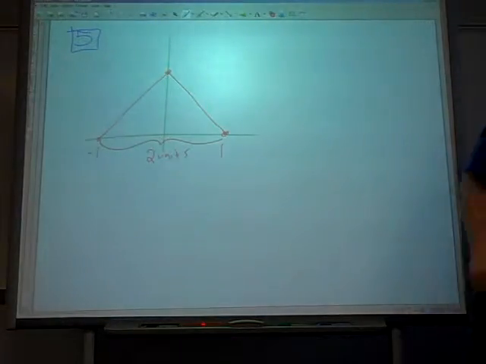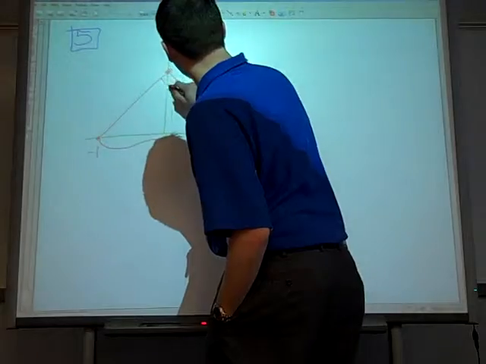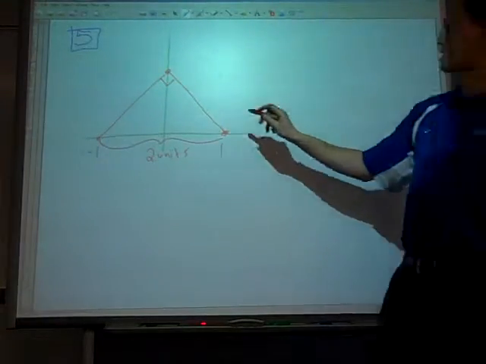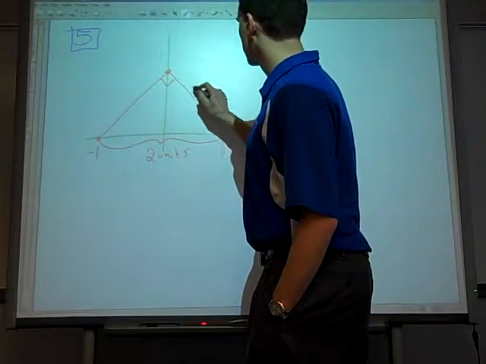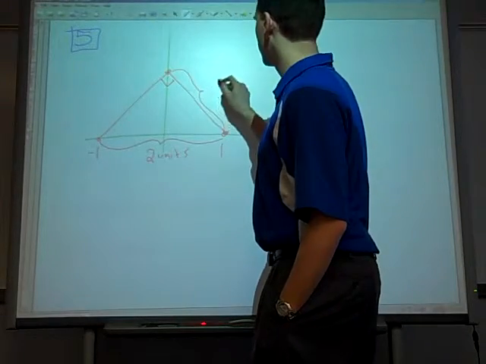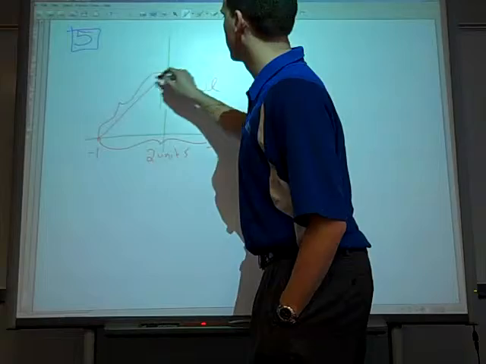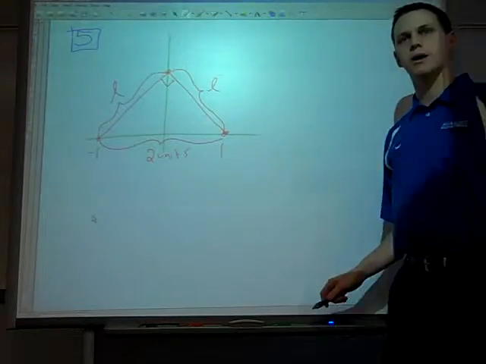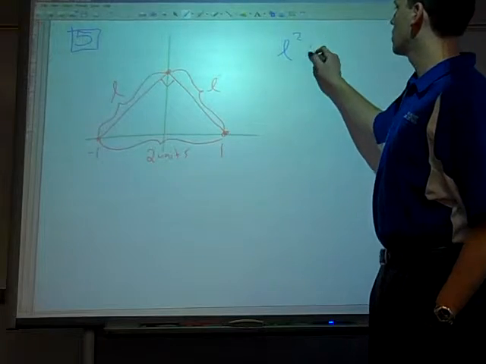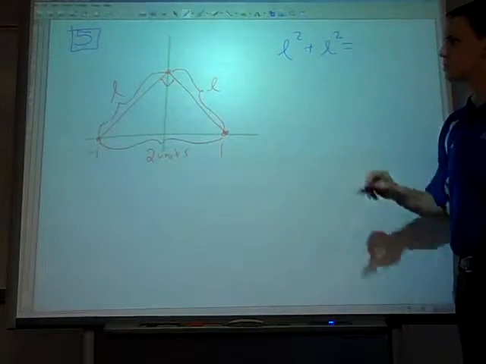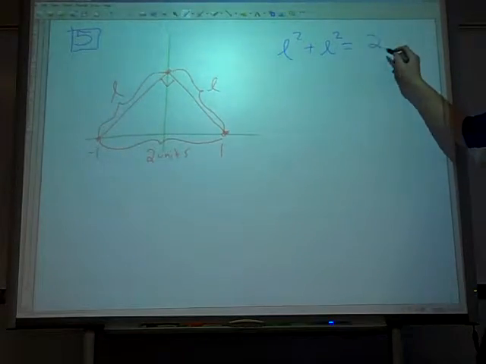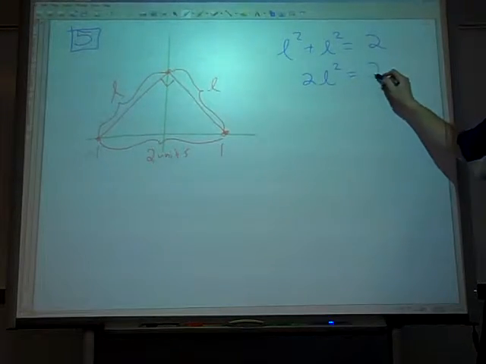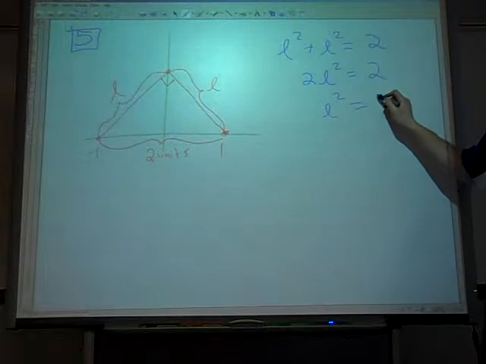Do we know if it's a right angle? We do know it's a right angle. That's helpful because if it's isosceles, this length, let's call that L. That length is also L. So we have an equation by the Pythagorean theorem. We can say that L squared plus L squared equals what? 2? 4. So 2L squared equals 2. L squared equals 1.